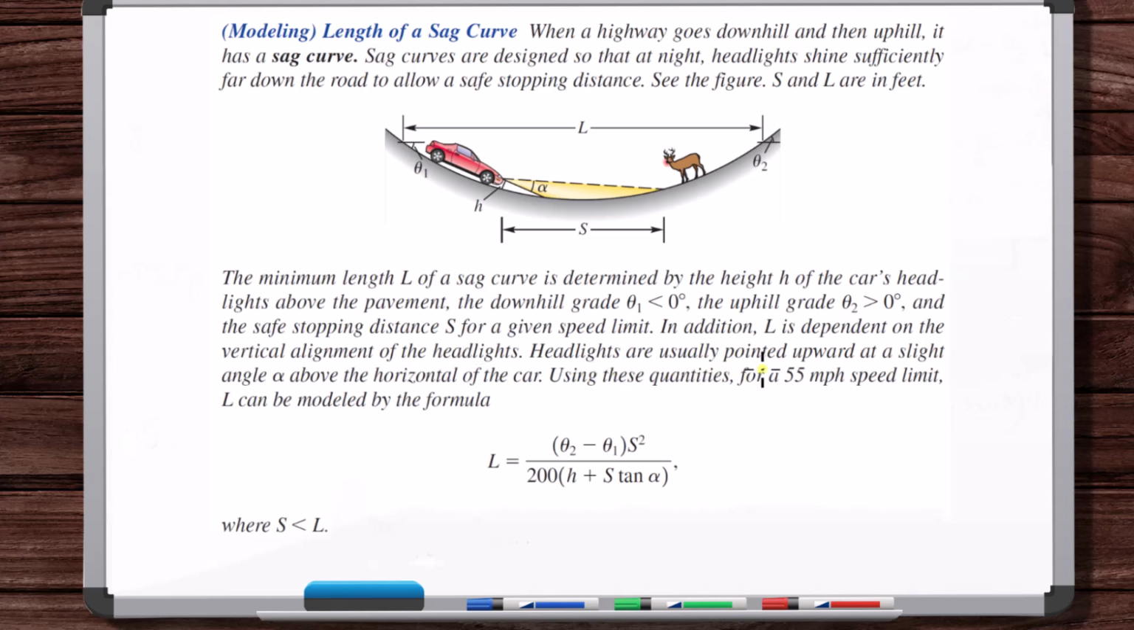Headlights are usually pointed upward at a slight angle alpha above the horizontal of the car. Using these quantities for a 55 mile per hour speed limit, L can be modeled by this formula, where S is obviously less than L.